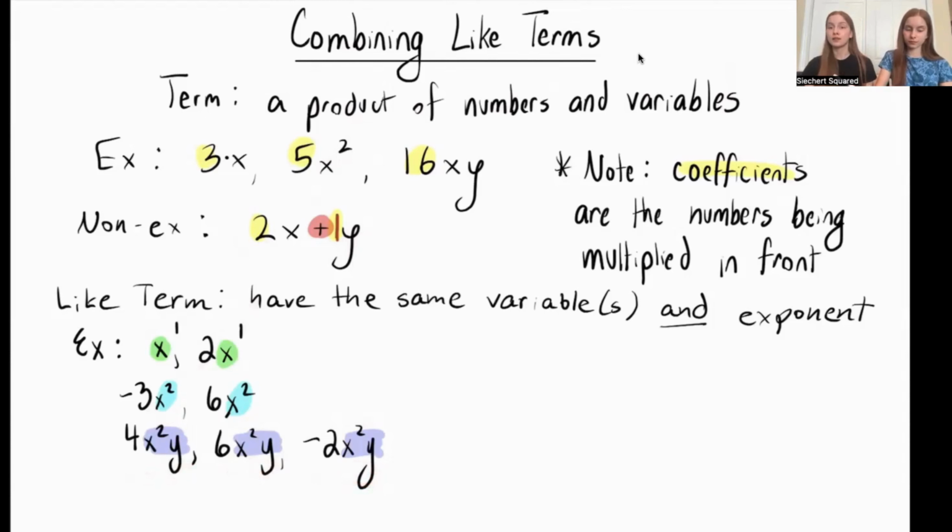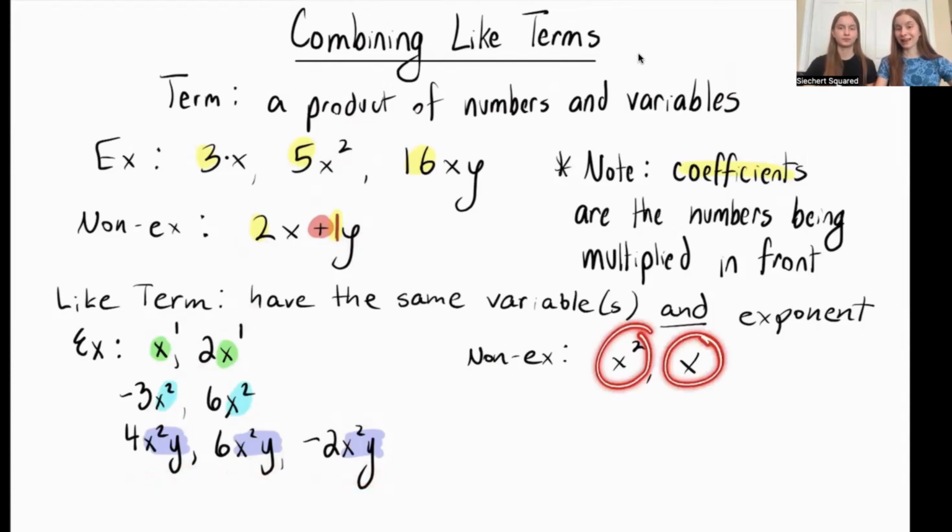Now, some non-examples. That just means something that's not a like term. They look like they could be like terms, but they're not quite. We're picking examples that we tend to see our students struggle with when they're initially starting out. So a common non-example, which looks like it but is not like terms, is x squared and x. Both of them have the same variable, they both have an x. The problem is they don't have the same exponents.